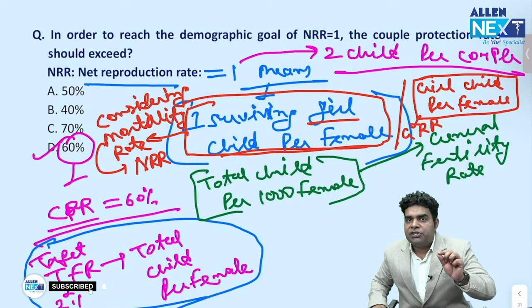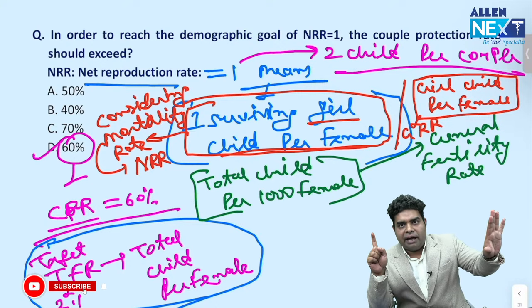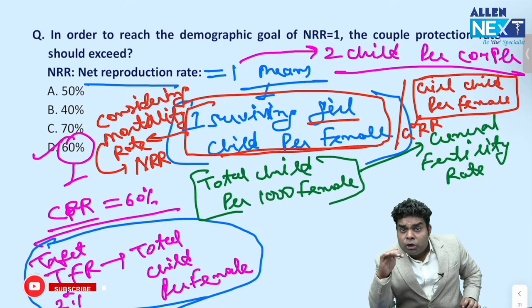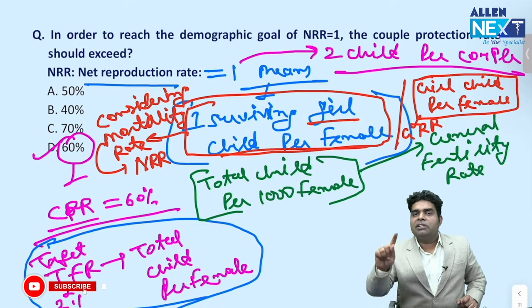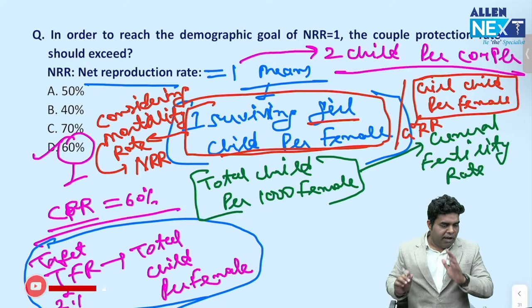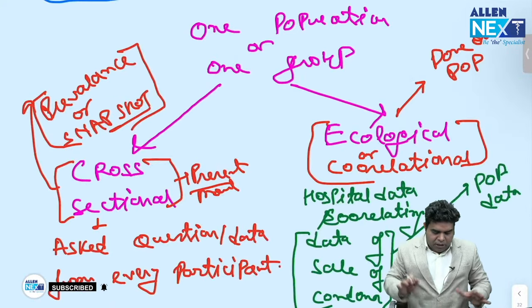If they talk about girl child, the answer will be GRR or NRR. Mortality given, tick NRR. Not given, girl child per female, GRR. If they say total child, look whether they have given 1000 or not. If they have given total child per 1000 female, GFR. Total child per female, TFR. Okay, very important area for remembering and revising. Very important area.